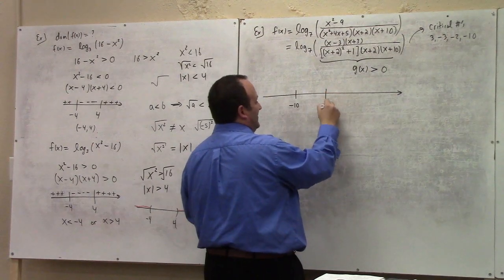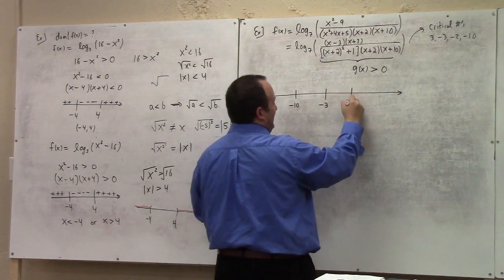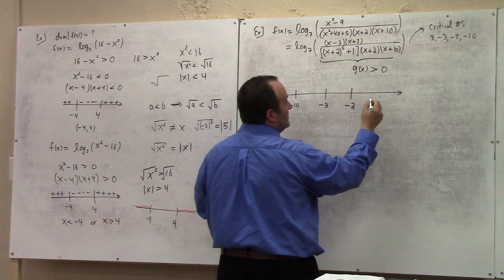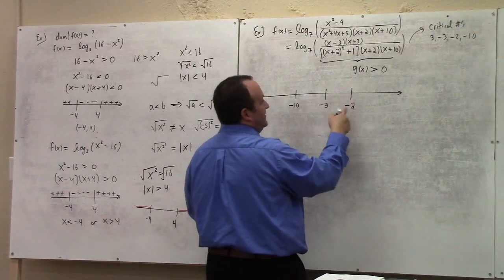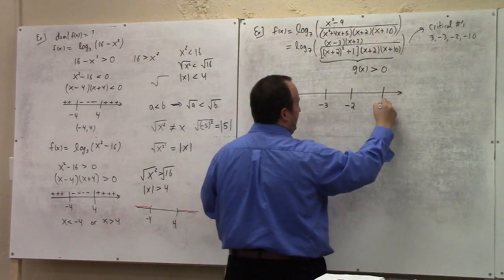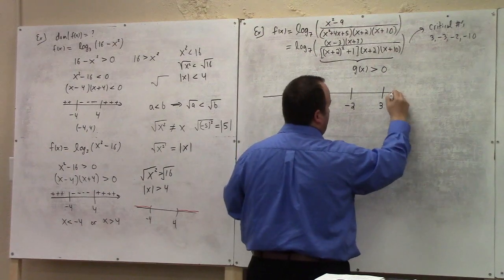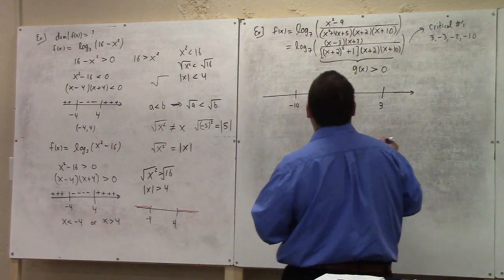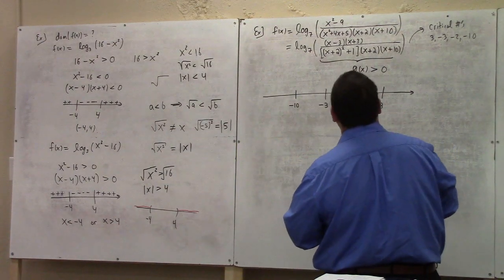If you put them out of order, this does not work. I speak from personal experience. Minus 10, minus 3, minus 2, and then 3 goes over here, right? Yes. And then we just need to plug in some points, basically.